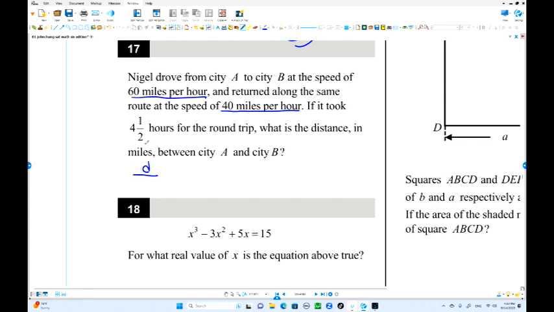Going forward at 60 miles per hour, what is the first time? From city A to B it takes d over 60 hours. Back is the same distance, but this time a little slower, which is 40. That's times 1, this is times 2. Total equals 4.5, which is 9 over 2. Or you can use 4.5. It doesn't matter.